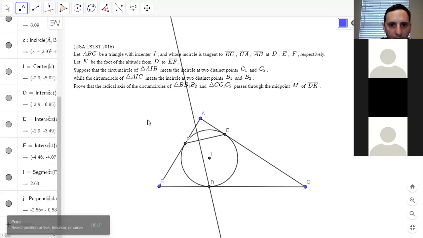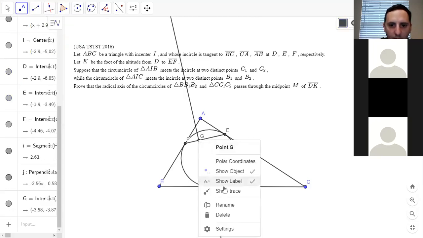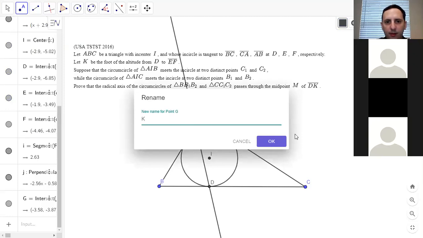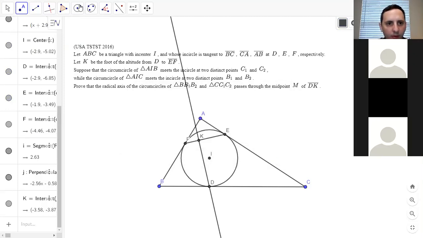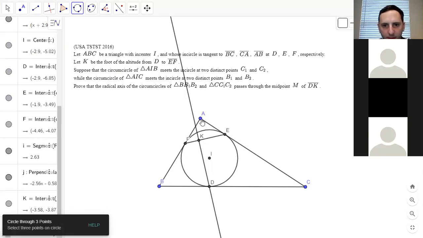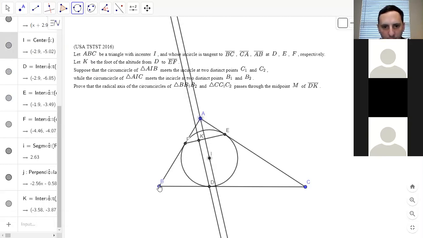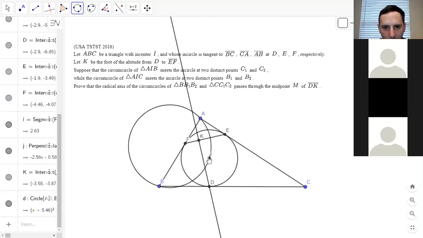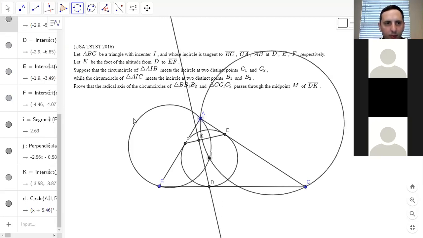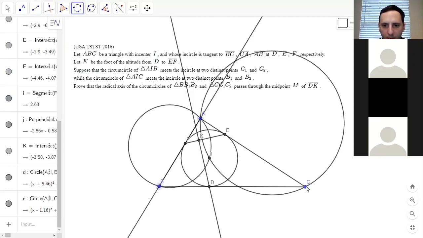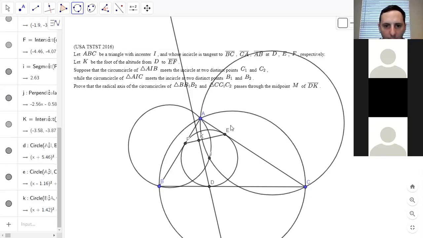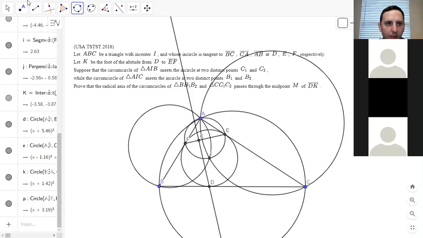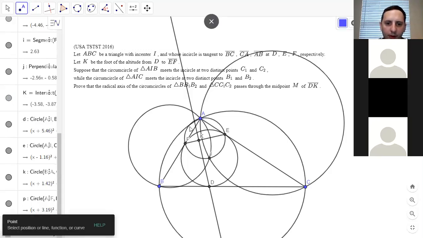So the circumcircle of AIB meets the incircle at C1 and C2. And the circumcircle of AIC meets it at B1 and B2. Interesting. So whenever you see those, it's almost always probably worth drawing the circumcircle of ABC, right? Because then we could use the incenter-excenter lemma. And I bet it's probably also worth drawing this circle because this point is collinear with K, I and the antipode of A by Sharky Devil theory.